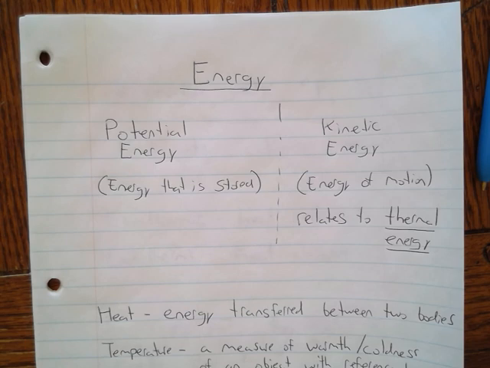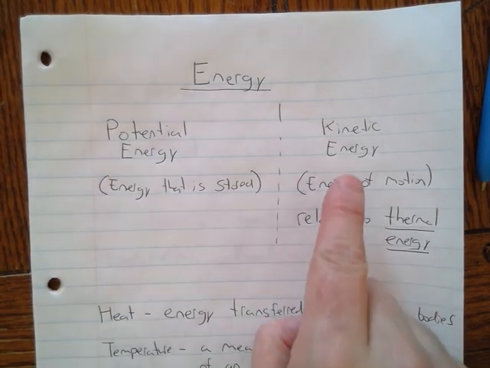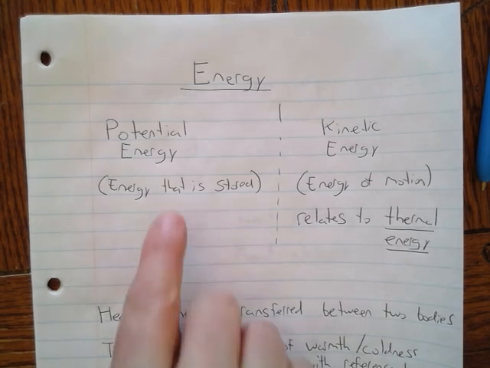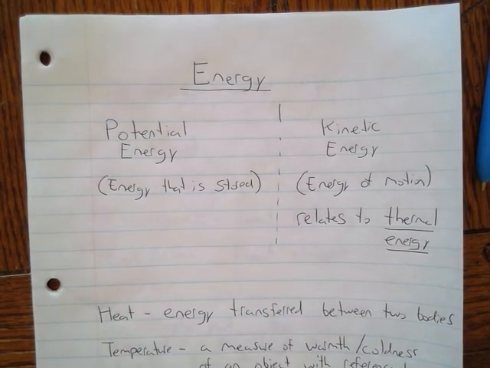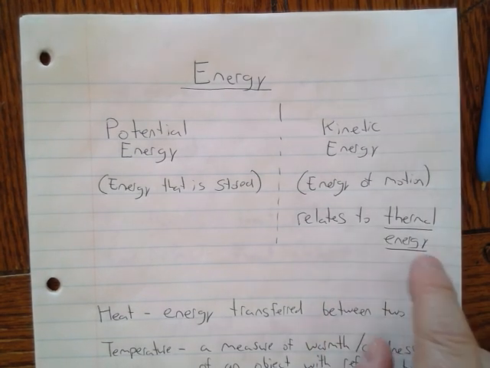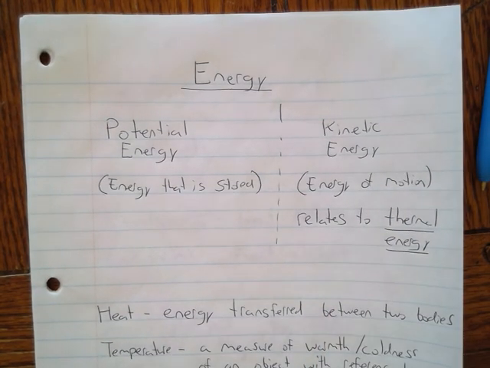We're just going to talk about the different types of energy, and even though there are many classifications of energy, there's chemical energy, thermal energy, mechanical energy, we're going to break all energy into two categories. We're going to call them potential and kinetic. So something is either potential energy, which means it's energy that is stored, or it is kinetic energy, which is energy of motion, which relates directly to thermal energy, in other words, heat.